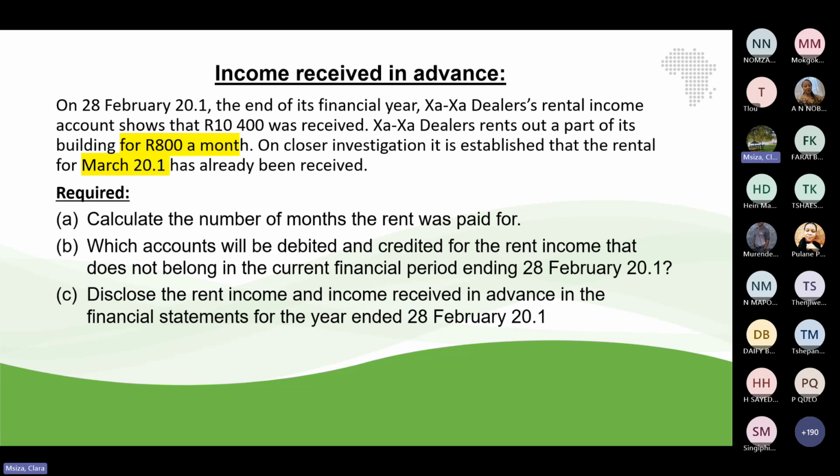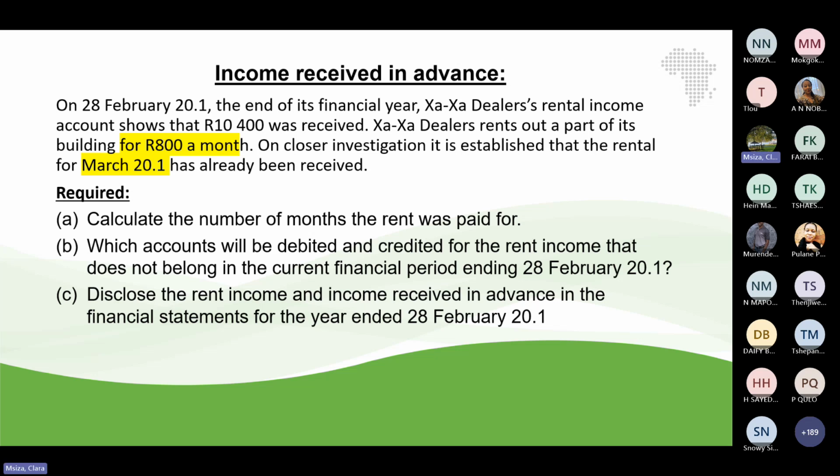So it refers to income received during the current financial period, but relates to a future financial period. Yes, it will be a current liability. You understand? It will be a current liability because your customer paid into your bank account for services or goods that you have not delivered to them. So let's see what is happening in the scenario.